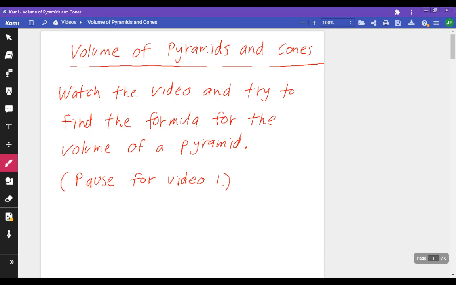We're going to look at today the volume formulas for pyramids and cones, and you're going to notice some similarities. We're going to start out by watching a video first, a little kind of a demonstration. And as you watch this video, see if you can figure out the formula for the volume of a pyramid. So we'll pause now and we'll take a look at that video.